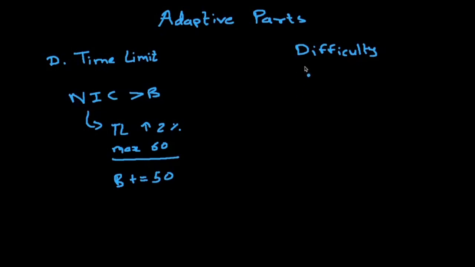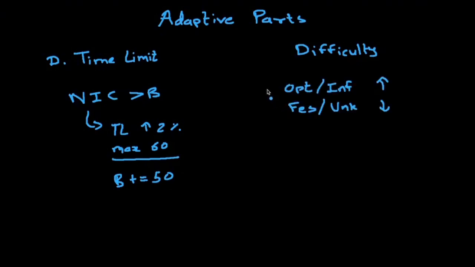The other adaptive parameter is difficulty. Difficulty basically determines how many variables will be fixed. It's a number between 0 and 1. 1 means all variables are relaxed, which basically means an extremely difficult problem. On the other hand, 0 means none of the variables are relaxed, all the variables are fixed. That means an extremely easy problem. So this is how it is adjusted.